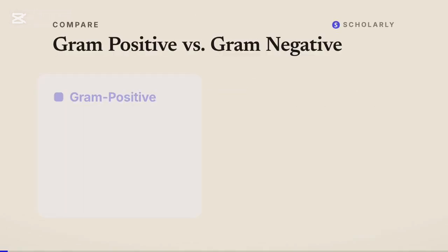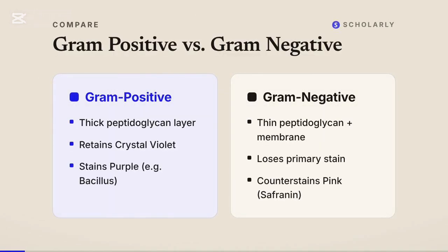The Gram stain is the gold standard of bacterial classification. It targets the peptidoglycan layer, a mesh-like scaffold of sugars and amino acids that provides structural support. Gram-positive bacteria have a thick, multi-layered wall of peptidoglycan that traps the primary stain, crystal violet, turning them a deep purple. In contrast, Gram-negative bacteria have a much thinner peptidoglycan layer and an additional outer membrane. They lose the purple stain during decolorization and must be visualized with a pink safranin counterstain.